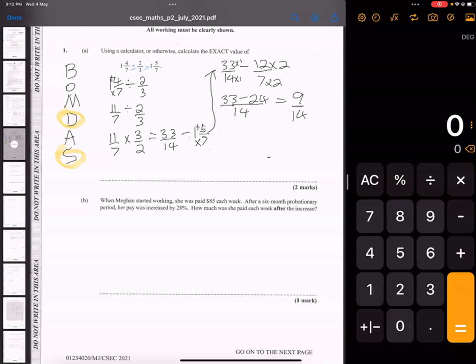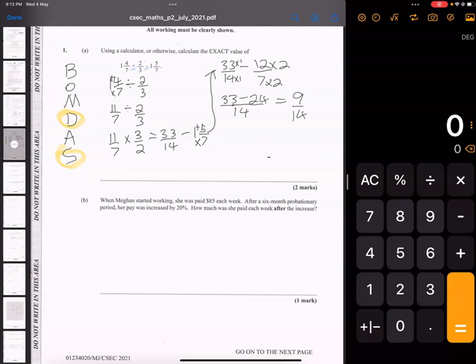So now all we need to do, we could do this two ways. I'm going to show you 2 ways in which this can be done. We could calculate what 20% of her initial pay is, the pay she was getting before the 6 months, and after which we could then add it to her pay, and then we'll get her new lump sum that she's now getting.